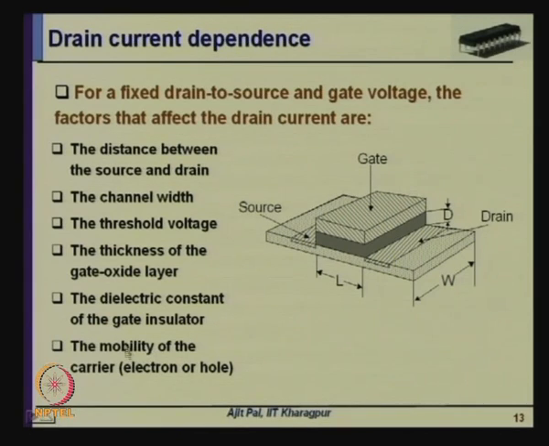Then finally, another parameter is the mobility of the carrier, how quickly the charge carrier can move. We have got two types of carrier, electron and hole, and obviously electrons being lighter, they can move faster. So, NMOS devices will be faster, as we shall see. On the other hand, holes are heavier, bulky, and as a consequence their mobility will be less.